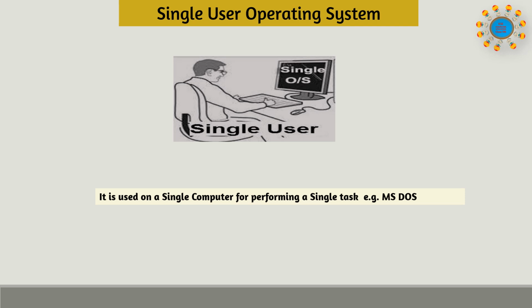In a single user operating system, only one user can work on a single operating system, otherwise a single computer, and at one time only one task can be done in the single user operating system. For example, we can have MS-DOS.